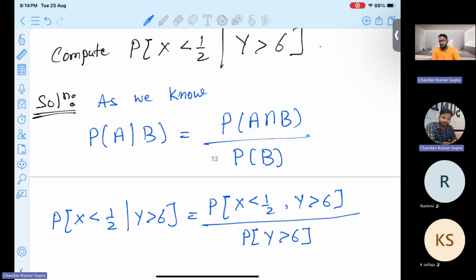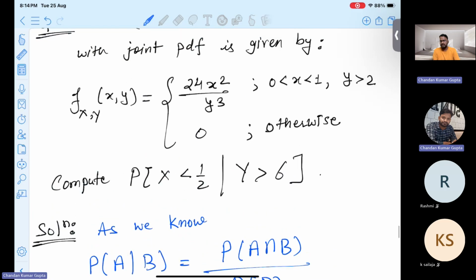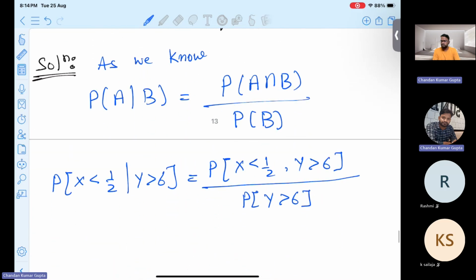For the numerator, we will use the joint density. For the denominator, since the probability that y is greater than 6 only includes y but not x, we need to find the marginal density function of the random variable y to calculate that. So first, start with the numerator part.